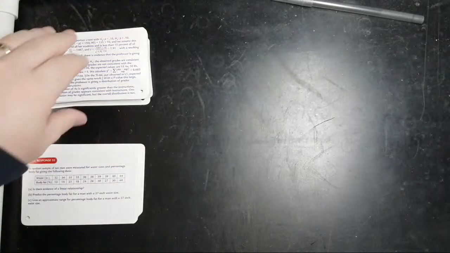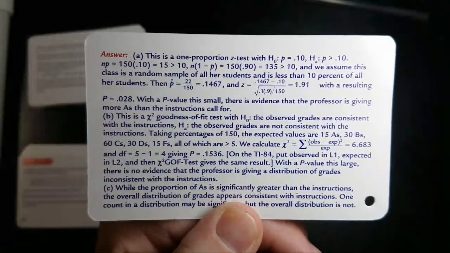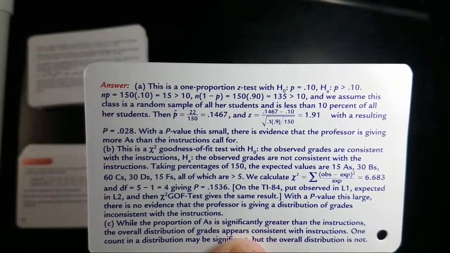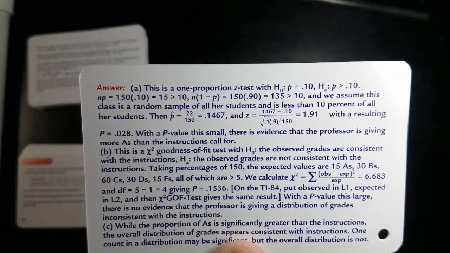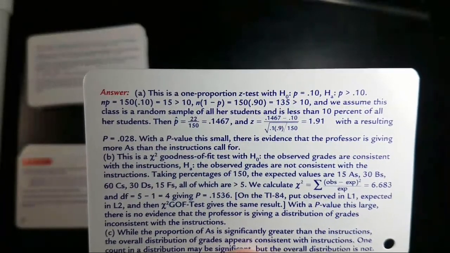Let's see where we go next. Oh, right, I wanted to show you the back of that card real quick. Now, you can see for part A that they do end up getting the p-value that we got, the 0.028 p-value, which is exactly what we got. There's evidence that the professor is giving more than the instructions call for.